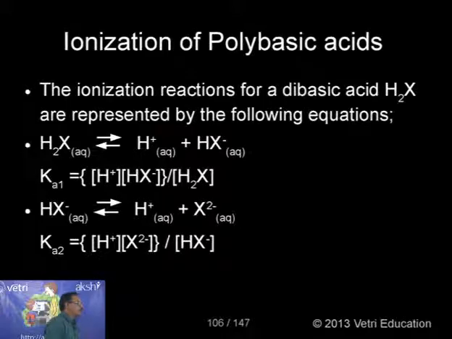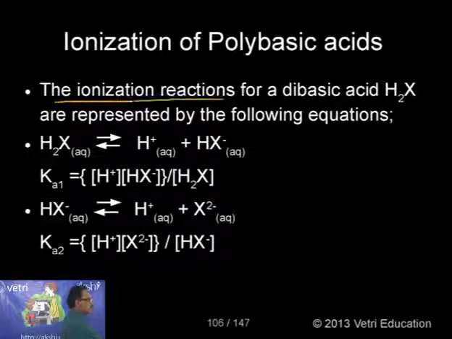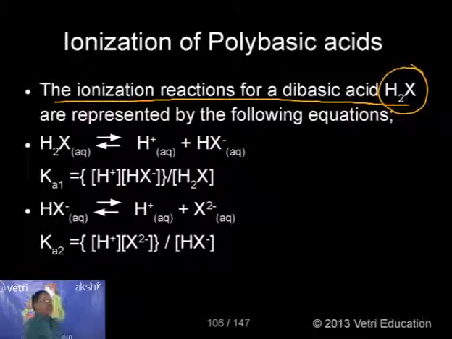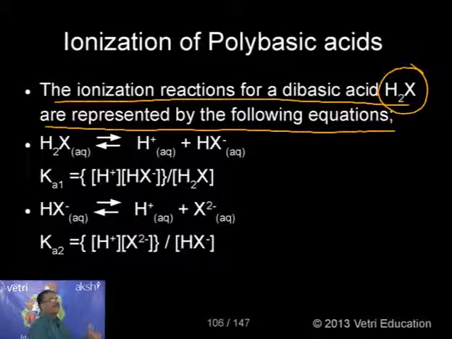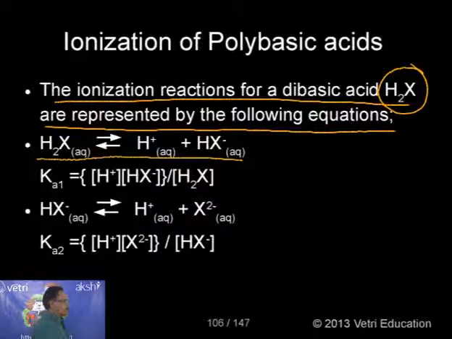Okay, now, the ionization reaction for a dibasic acid. Let me generalize it as H2X, a general acid, that means a polybasic acid containing two ionizable protons, represented by the following equations. So how to write the ionization constant for this general dibasic acid? In the first step, H2X in aqueous medium undergoes ionization to produce H+ and HX-. So it is producing one proton and HX-, a reversible equilibrium.